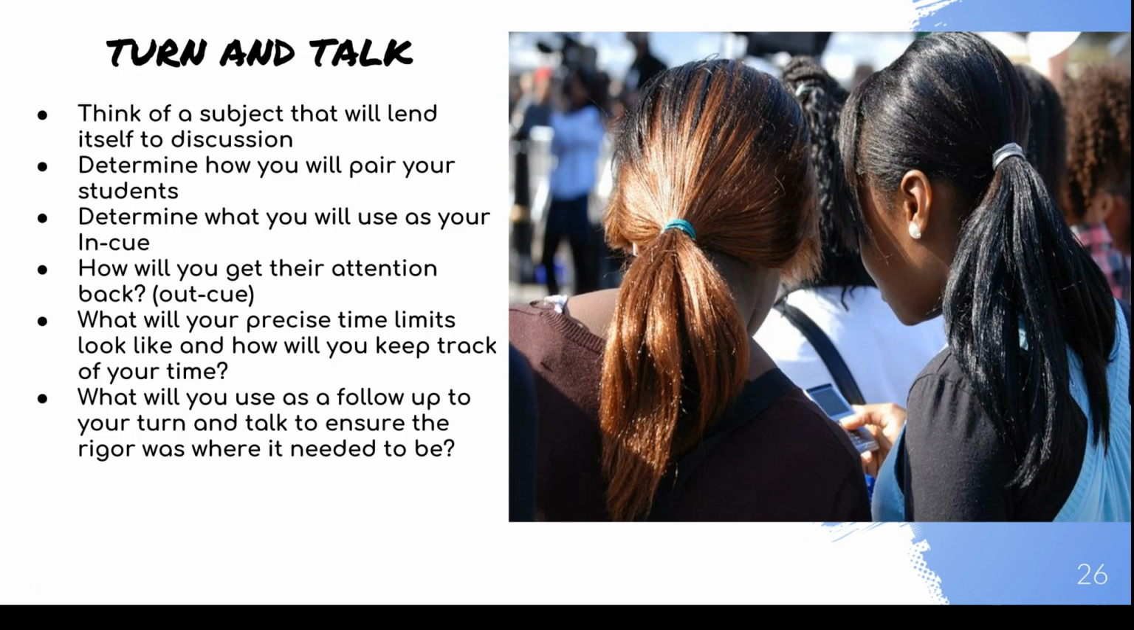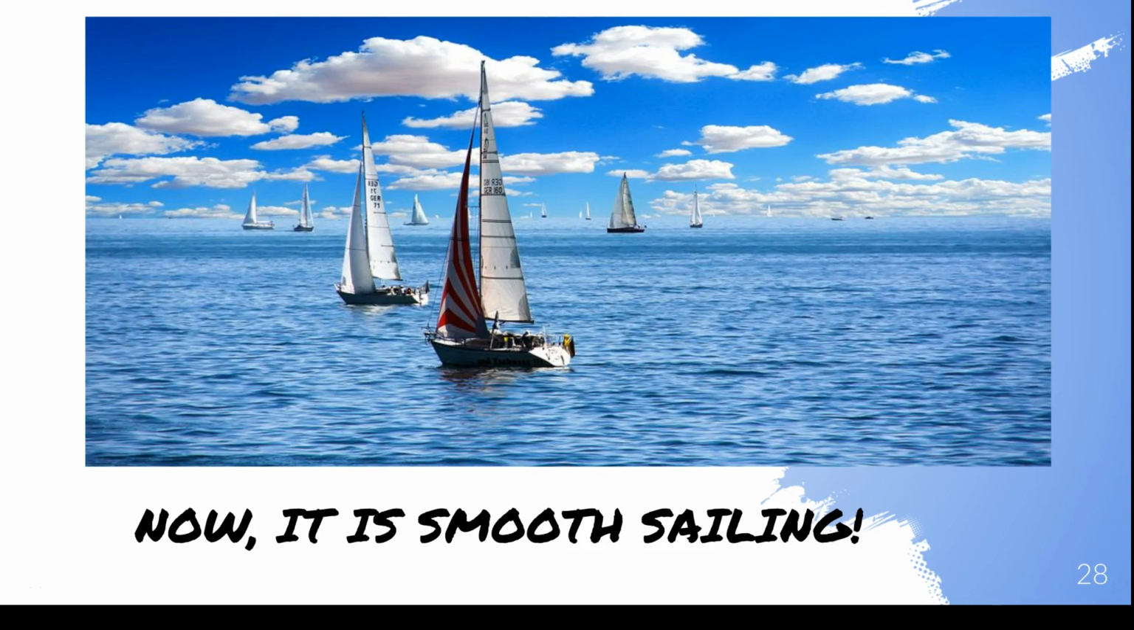Think about what you'll use as a follow-up to Turn and Talk to ensure that the rigor was where it needed to be. These bullets don't represent all the items discussed in this video course, but they'll help you get a solid start on your lesson design. If you discover you're unsure of what to do during any of these bullets, take some time to review the pages in Teach Like a Champion 2.0 until you're confident in your understanding. You can do this, review the rubric, and think about the skills you've practiced in other modules, and most importantly, believe in yourself.